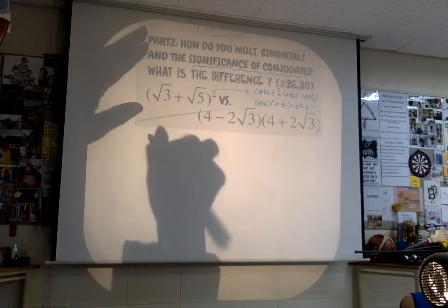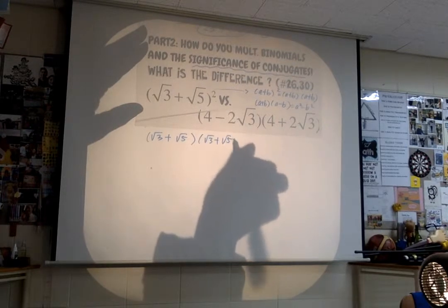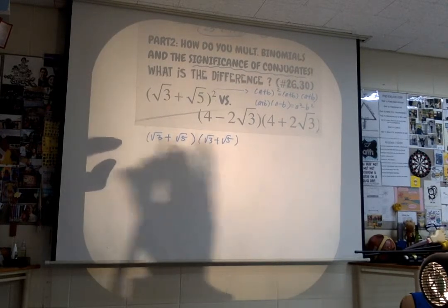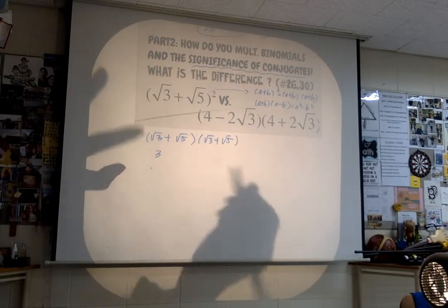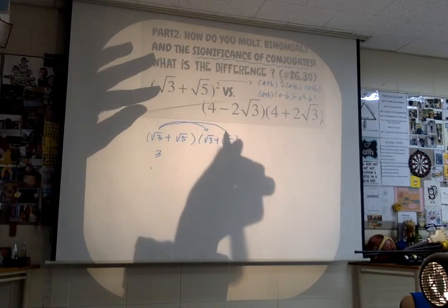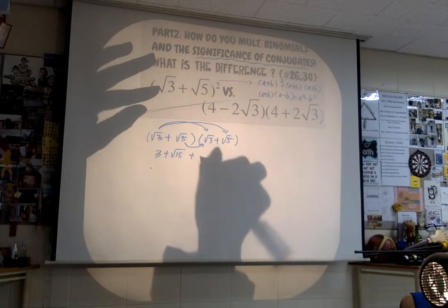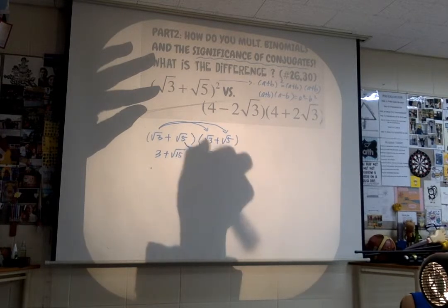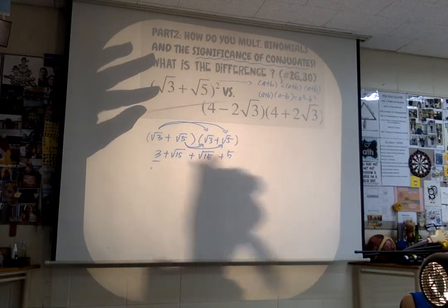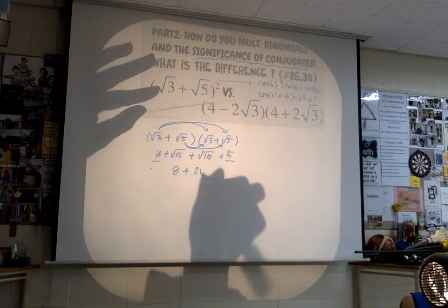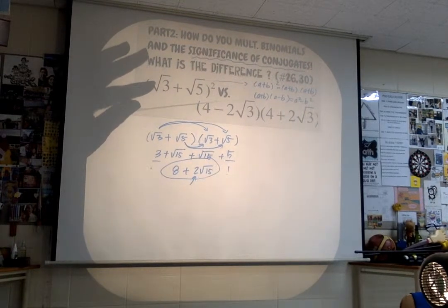So if you do root 3 plus root 5 times root 3 plus root 5, you should distribute each of these to each of these terms. So you get root 3 times root 3, which is 3, right? What's root 3 times root 5? It's going to be root 15. How about here? Root 5 times root 3 is root 15. And root 5 times root 5 is just going to be 5. Then you combine like terms: 8 plus 2 root 15. Notice the 2, be careful, and that should have been your answer here.